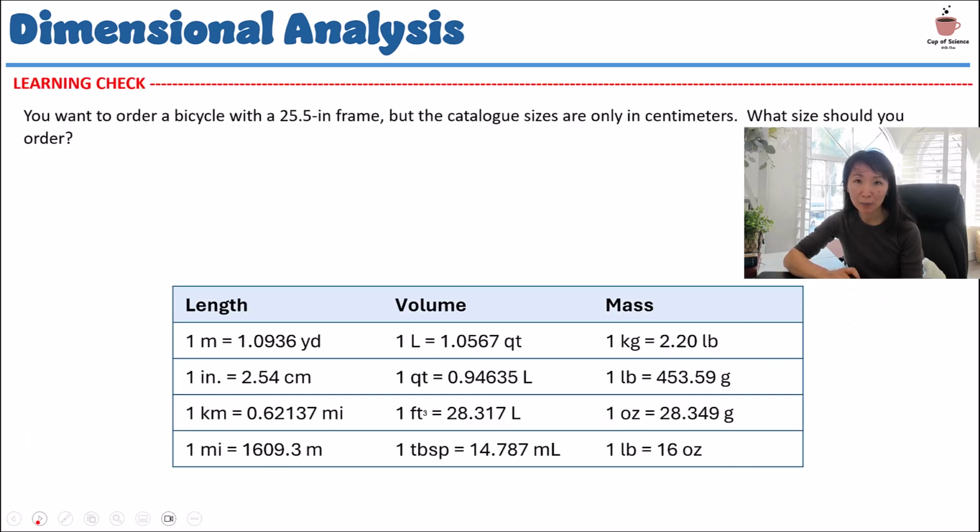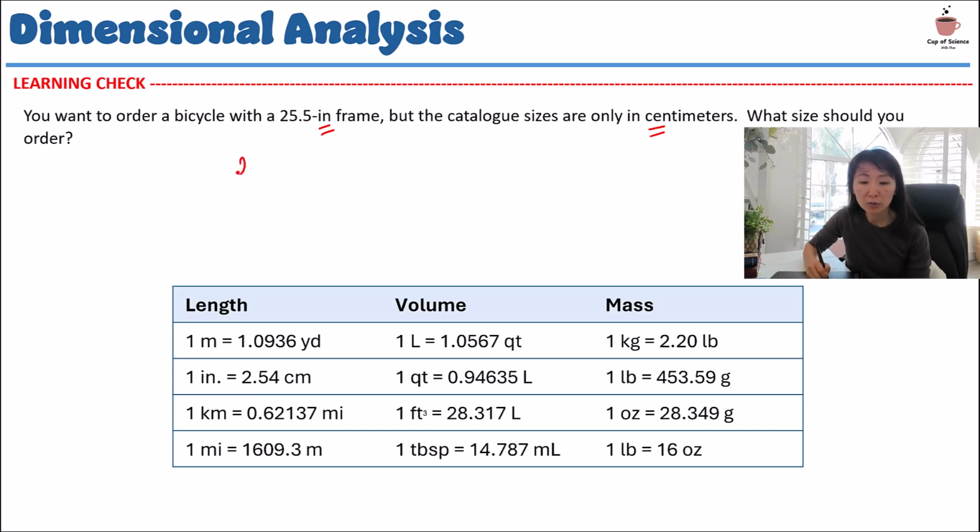Here is an example problem. You want to order a bicycle with a 25.5-inch frame, but the catalog sizes are only in centimeters. What size should you order? So it wants to know what you can do from inches to centimeters. How can you convert that? And what is the answer?